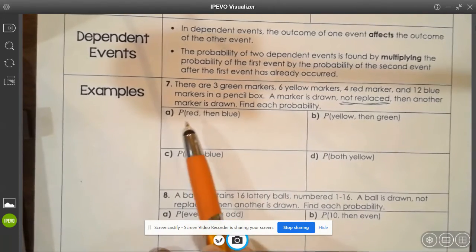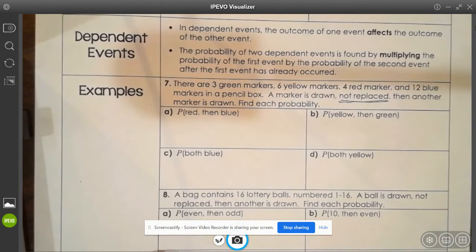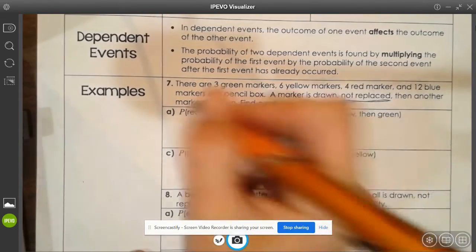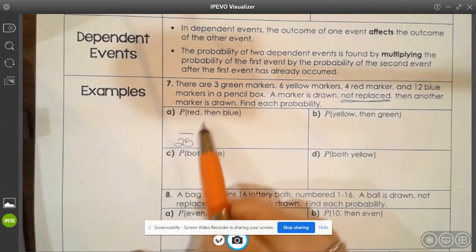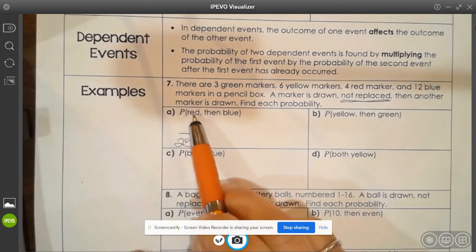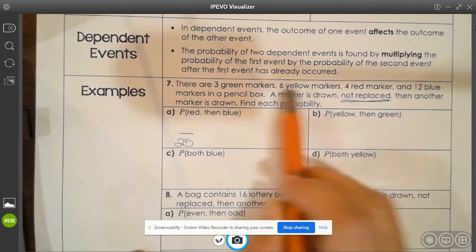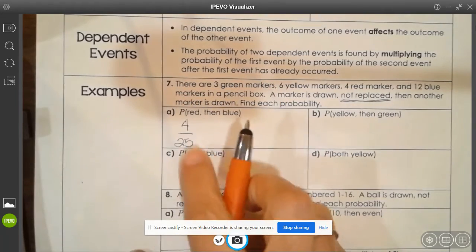Find each probability. So first we're going to add the total. We need a total, right? So that's 3 plus 6 plus 4 plus 12. That's going to be 25. So that's my denominator, remember. And then what is the probability of getting a red when you first draw one from the pencil box? Well, how many reds are there? There are 4 reds. So that's 4 out of 25, which is the total.